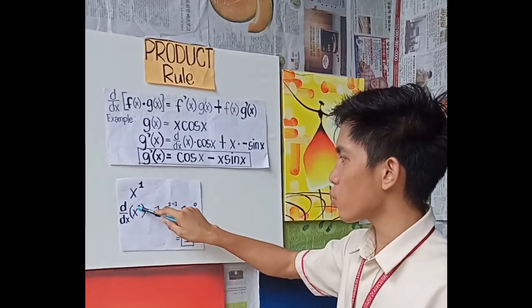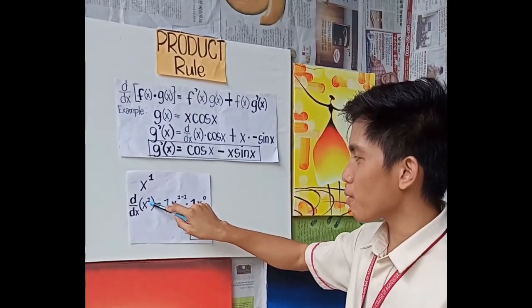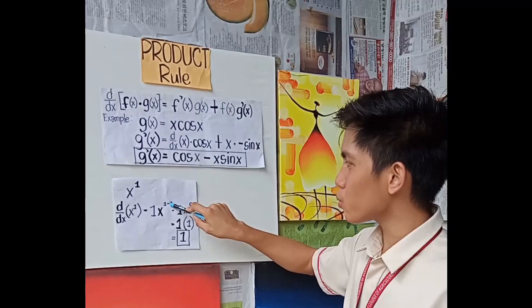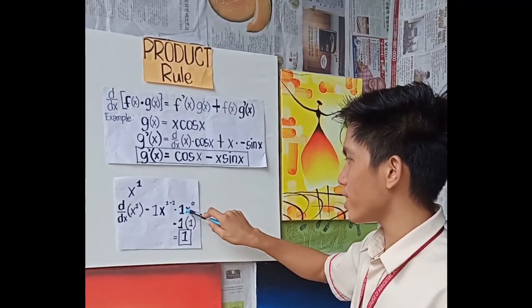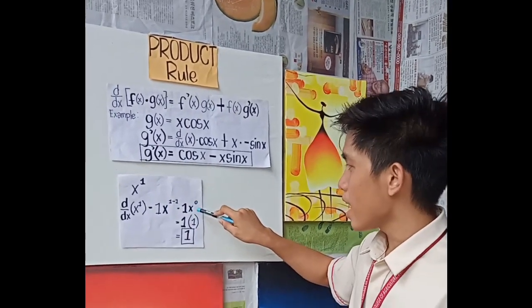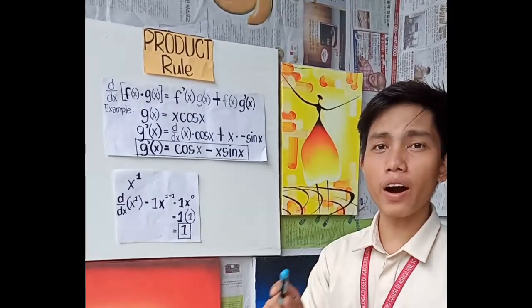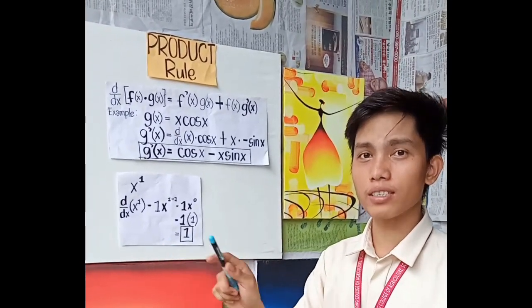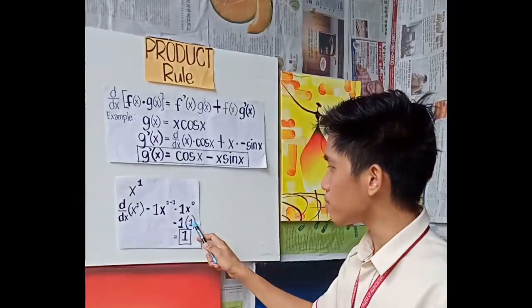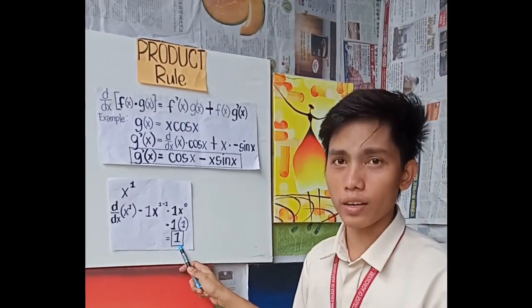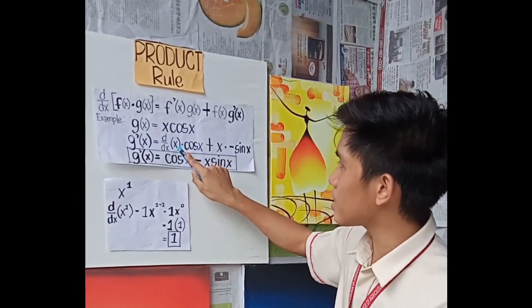So the derivative of x to the 1 power is equal to the exponent 1, and 1 minus 1 is equal to 0. So we have 1x raised to 0. And any number or variable raised to 0 is equal to 1. So we have 1 times 1 is equal to 1. So the derivative of x is equal to 1.